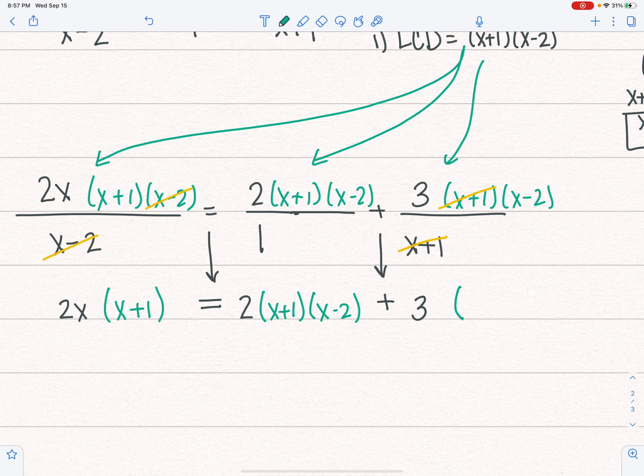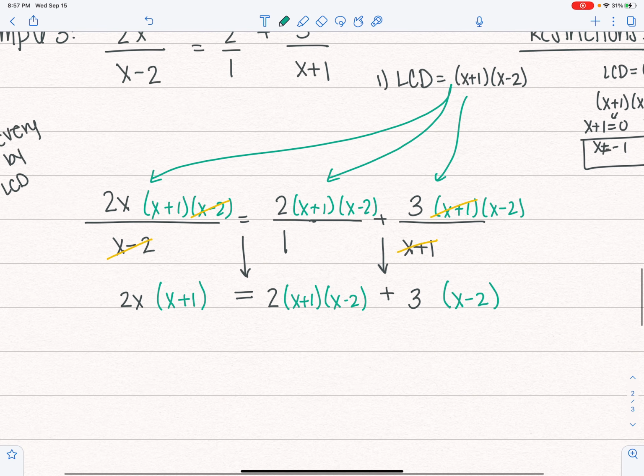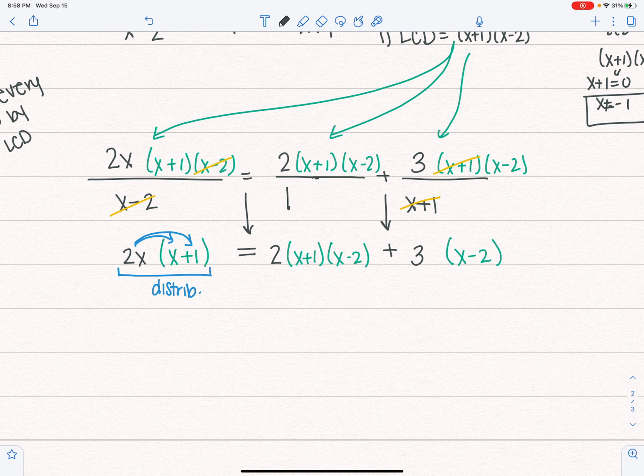times x minus 2. And so now it's just a matter of simplifying to get rid of all the parentheses. So FOIL, combine like terms, distribute, all of that kind of stuff. I'm going to spend some time working from left to right. This first one, I'm going to distribute. So 2x times x is going to give me 2x squared, and then 2x times 1. So I'll have 2x squared plus 2x. Carry down my sign. That's that first one.